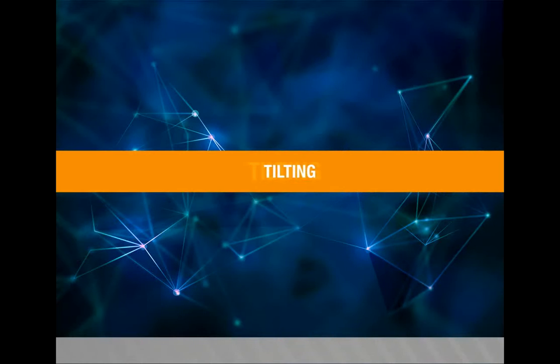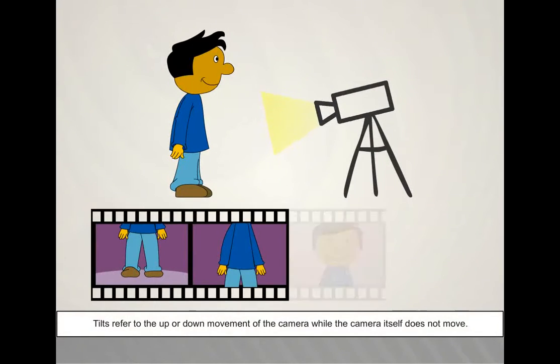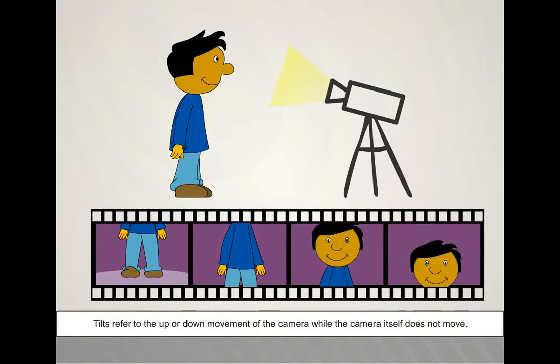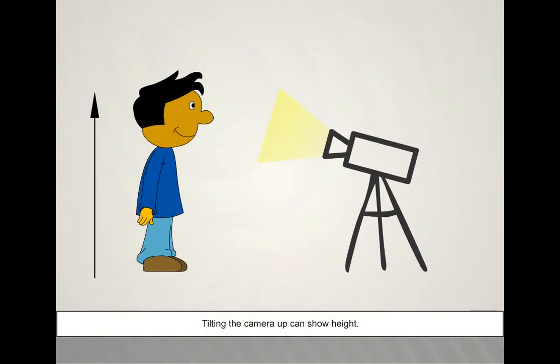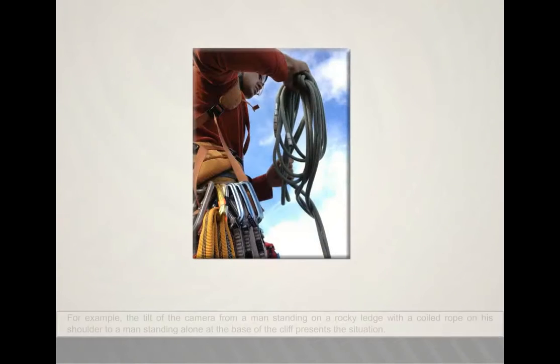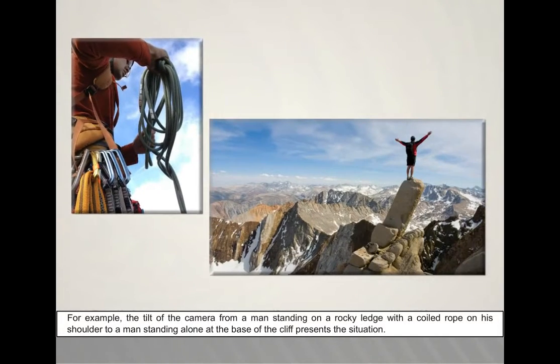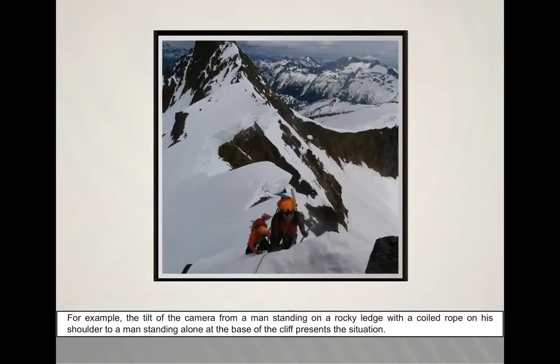Tilting. In this video, we are going to see about tilting. Tilt refers to the up or down movement of a camera while the camera itself does not move. Tilting the camera up can show height. Tilting it down can show depth. It can show relationships. For example, the tilt of the camera from a man standing on a rocky ledge with a coiled rope on his shoulder to a man standing alone at the base of the cliff presents the situation.